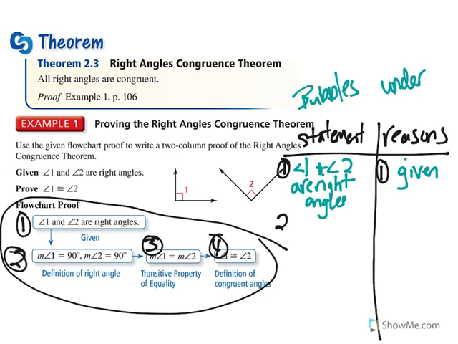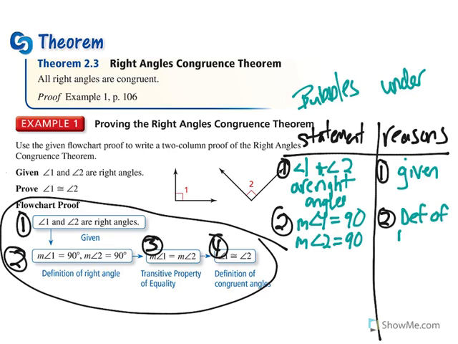So my second one, again, is in the bubble. My bubble just shows me that measure of angle 1 is equal to 90 degrees, and then measure of angle 2 is equal to 90. So I have measure of angle 1, measure of angle 2 equal to 90. And this reason is going to be what is underneath, basically the definition of a right angle. Okay, they told us that 1 and 2 are right angles. Definition of a right angle means that they are 90 degrees. So I have definition of a right angle.